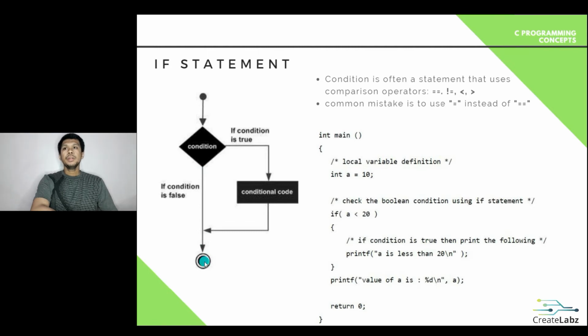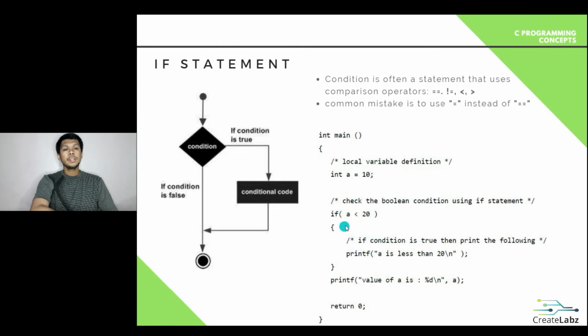Let's have an example. I have here a main function. Variable a is declared as an integer with initial value 10. And then I have an if statement. If, open and close parentheses, and then the condition is inside the parentheses. The condition is a is less than 20. Then you have the open and close curly braces, and inside that is your condition body.